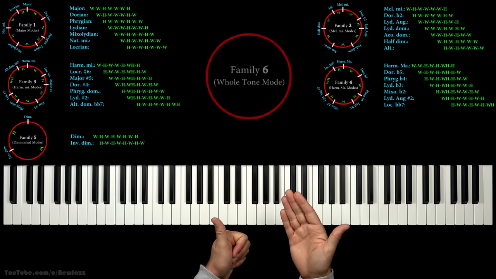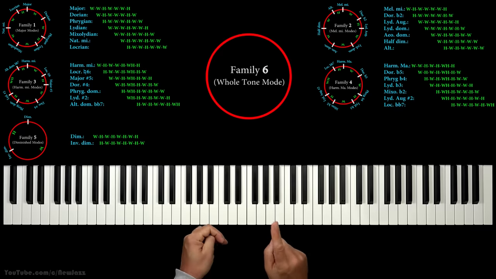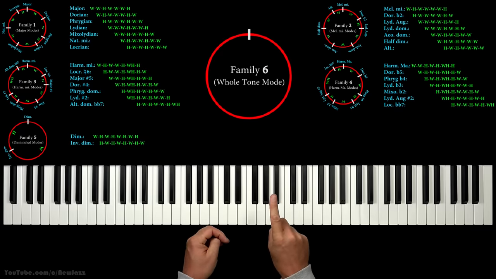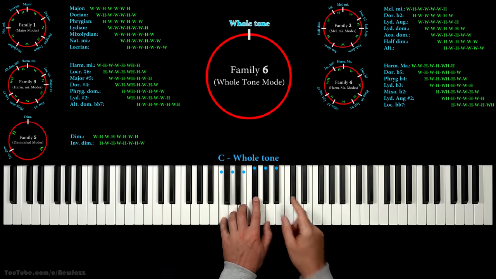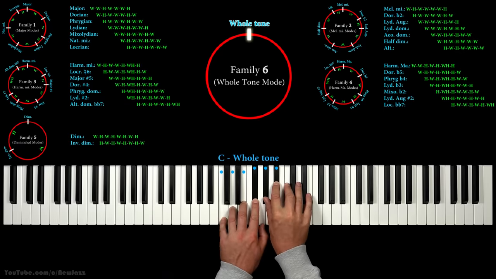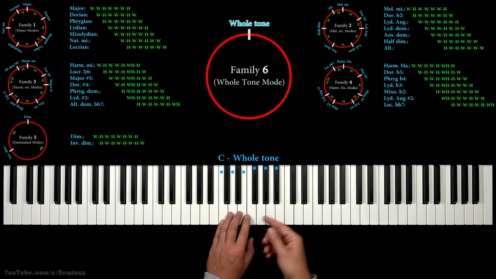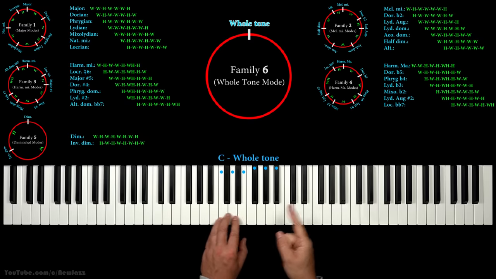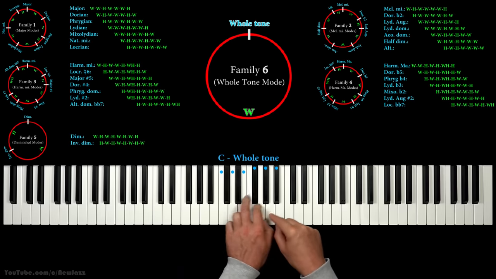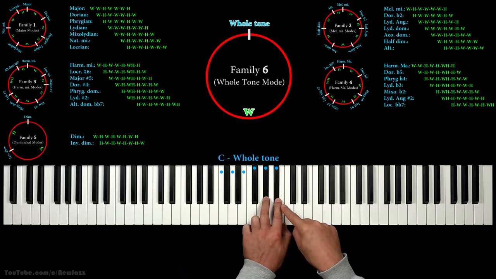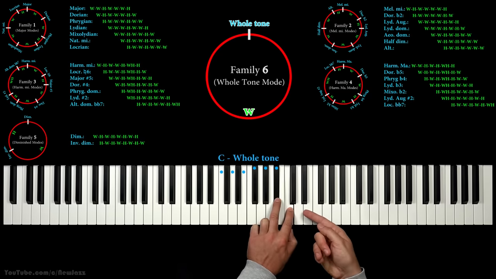Family 6 is very special and contains only one member. Now, this is the whole tone scale. A 6-note scale when framed by the octave. But this scale has a repeating interval pattern for only every one step. Look, whole step, whole step, whole step, whole step, whole step, and again, whole step.